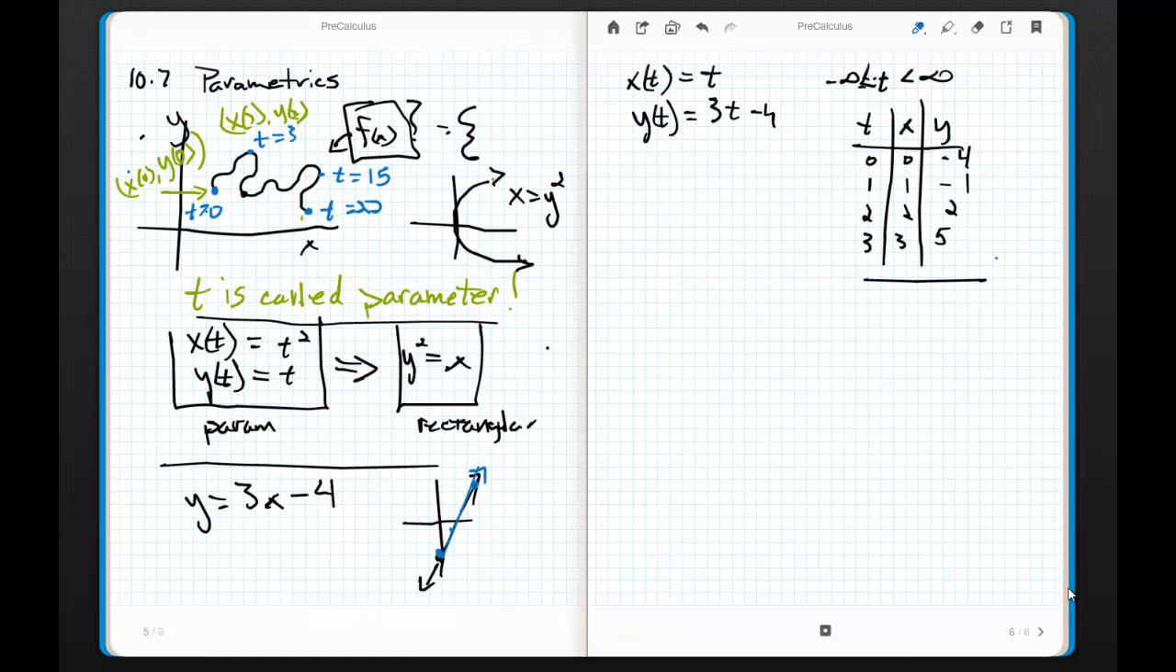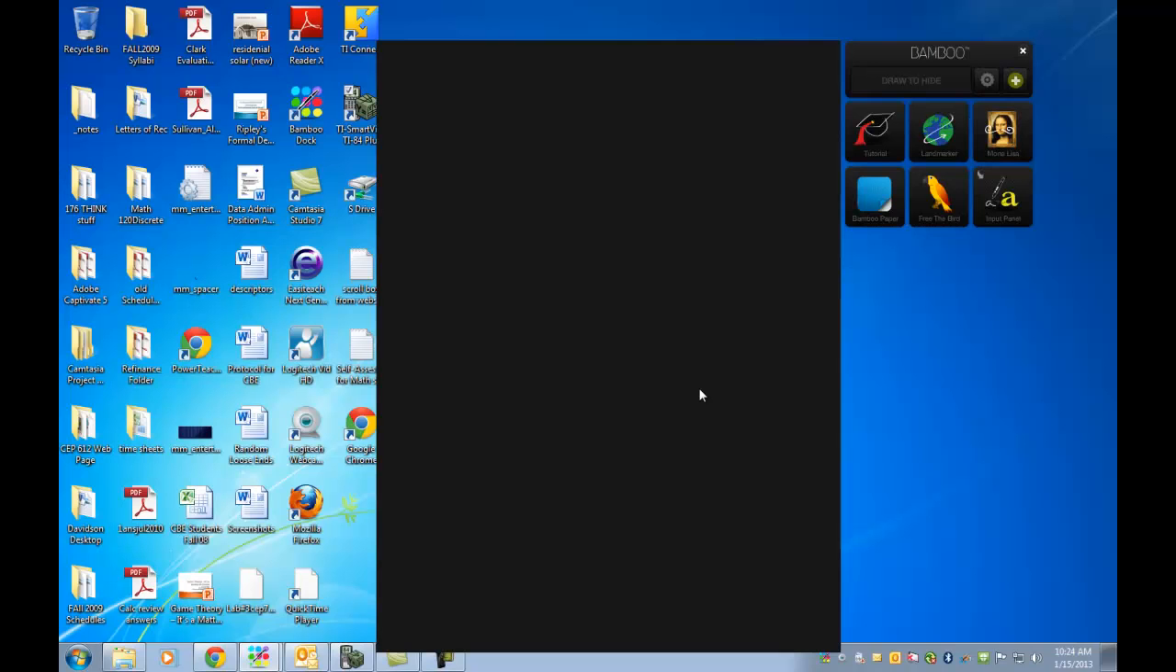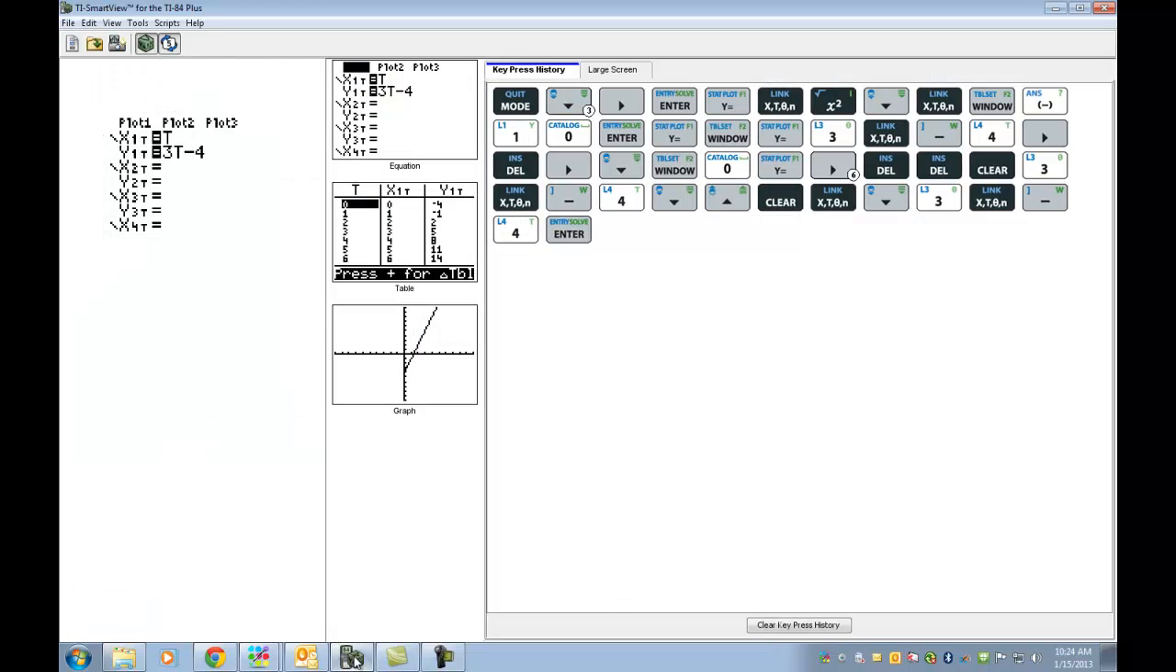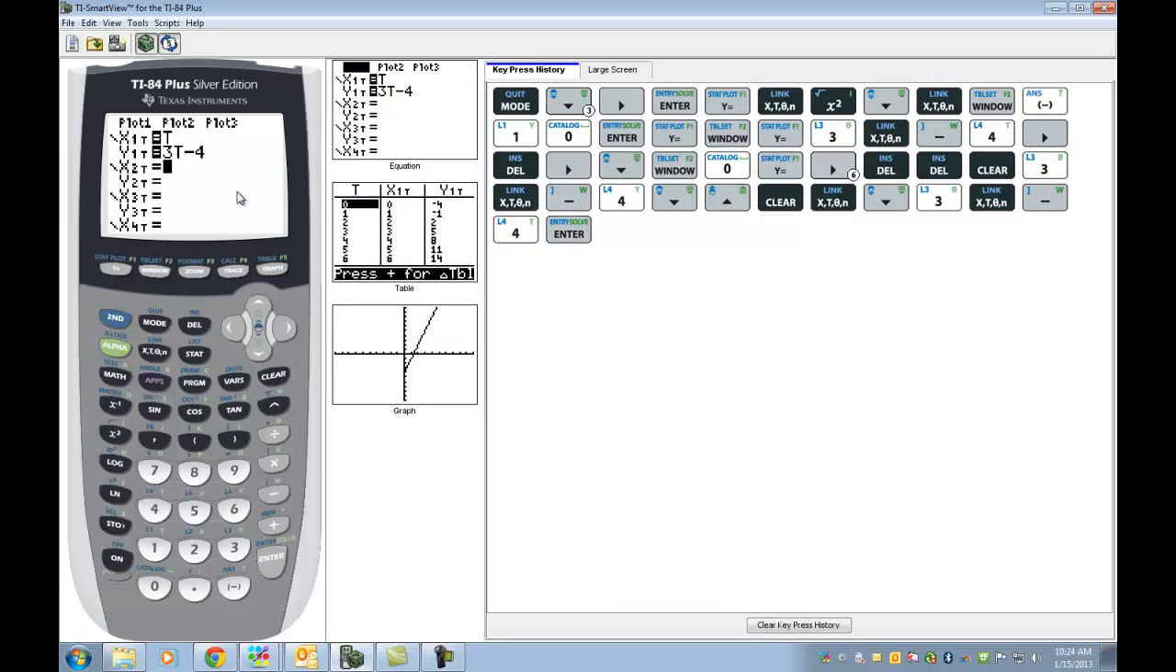So let's hop over to our handy-dandy graphing calculator and see what we got here. Watch this. Pow! It's like a cooking show. It's already done for us. X was t, y was 3t minus 4, and here's our graph right here. See how that works? I've only got half.